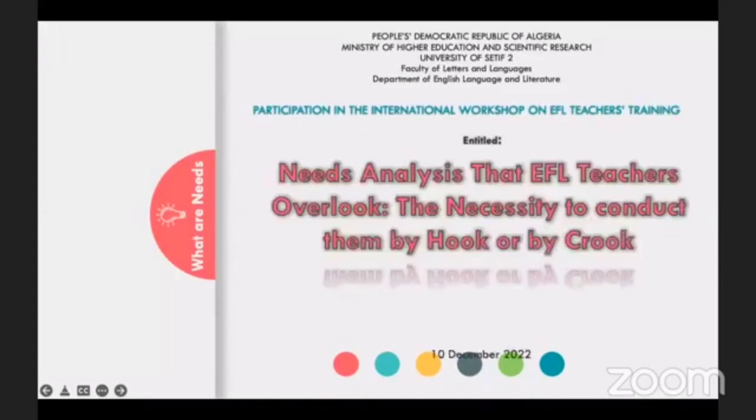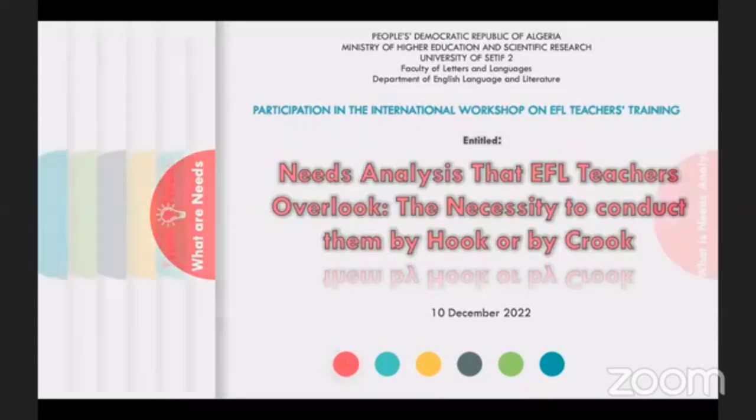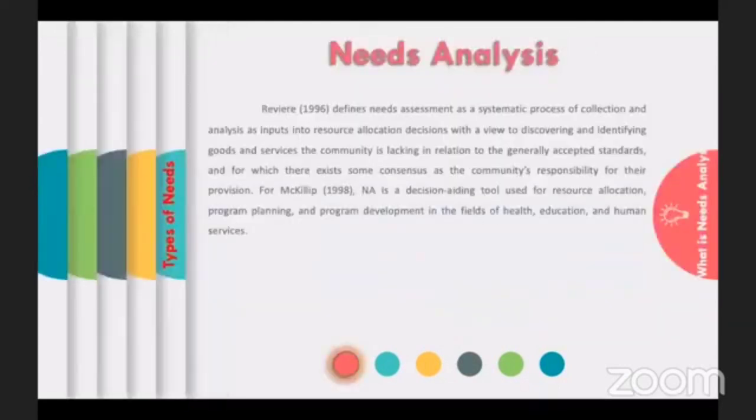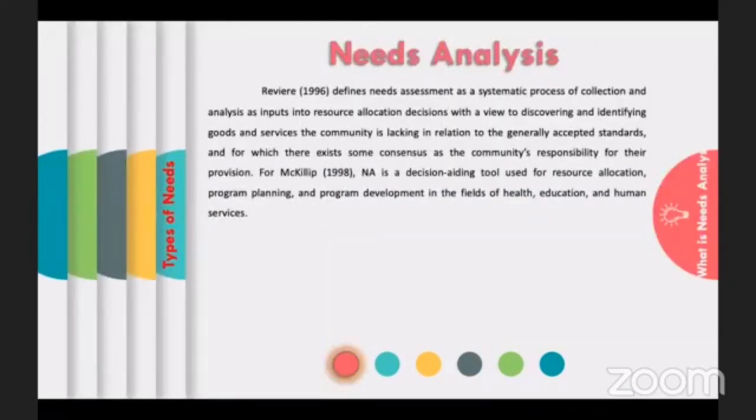Okay, so the title, as you may notice, is Needs Analysis that EFL Teachers Overlook, meaning they neglect the necessity to conduct it, which is very important to conduct, in addition to what we call target needs. So let me talk about needs analysis. It's theory, but we have to have a look at it because it's the basis of my presentation.